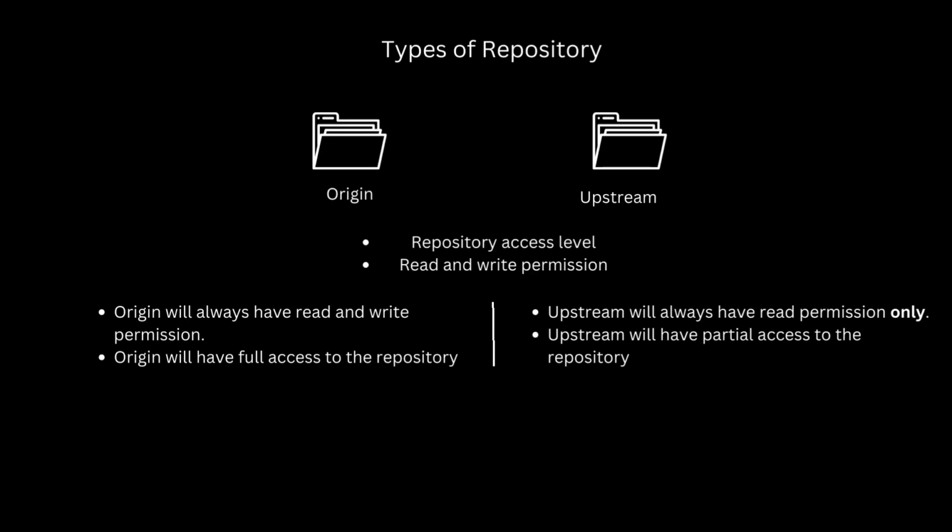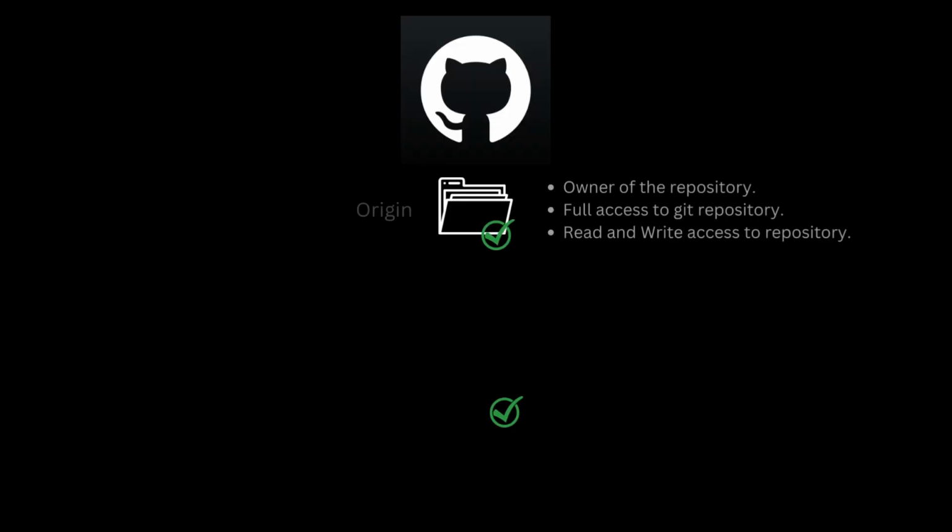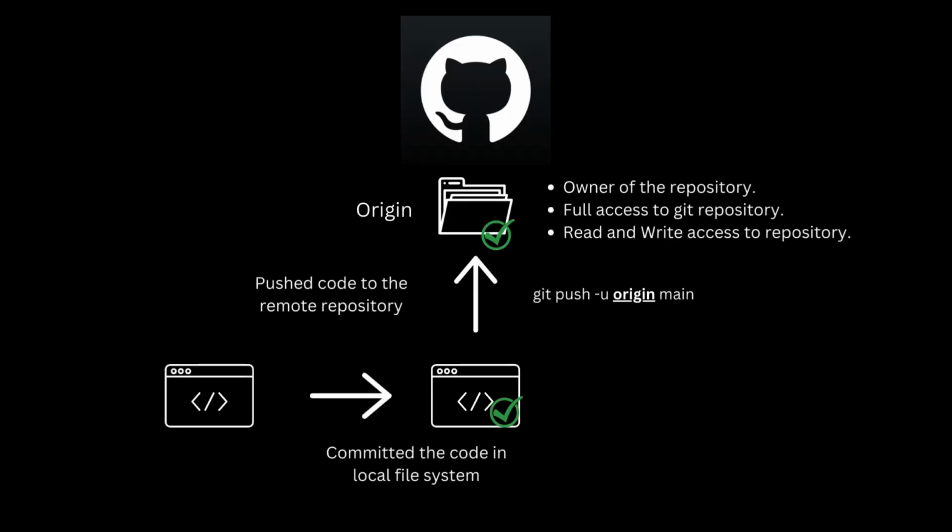Origin is the repository in which the user has both read and write permissions. The user can directly push the code to the origin repository, as we did in the last video. While in upstream, the user has read permissions and a limited access level. The user cannot directly push code to the upstream repository. As in the last video, we directly pushed the code to the repository as we have full rights to it. This repository was origin for us.